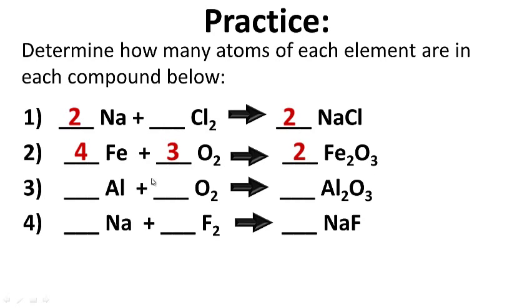Okay? And you may have noticed that the reaction here with aluminum is exactly like the reaction above it with iron. So, okay, same thing. If I put a 3 there, that gives me 6 oxygen. Okay, I need 6 oxygen on this side, so if I put a 2 here, okay, that gives me 2 times 3, 6 oxygen. But now I have 4 aluminum, so I put a 4 there, okay, and we're good. It's balanced. All right, and the last one here, sodium plus fluorine gas.